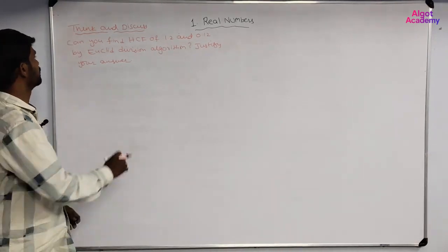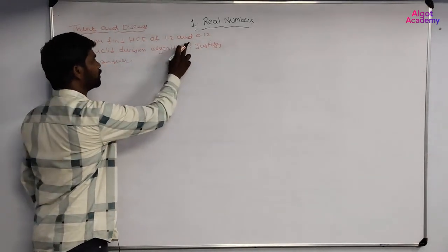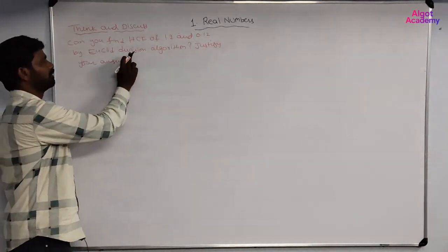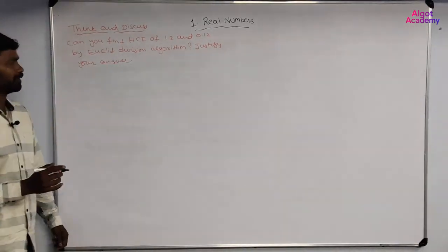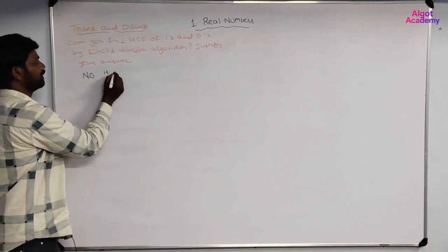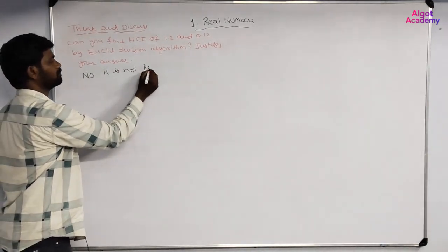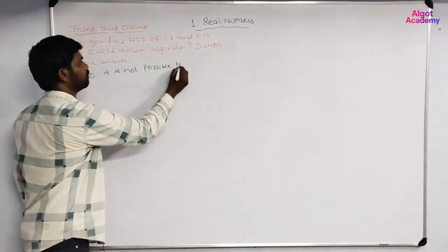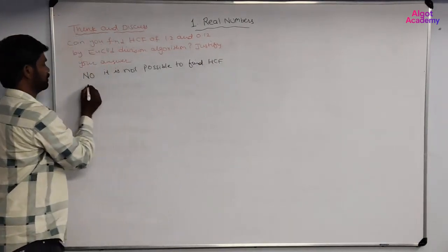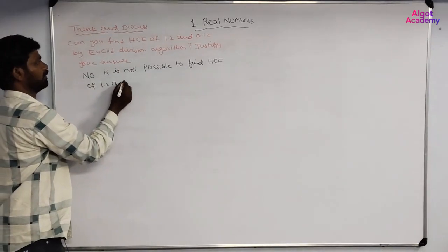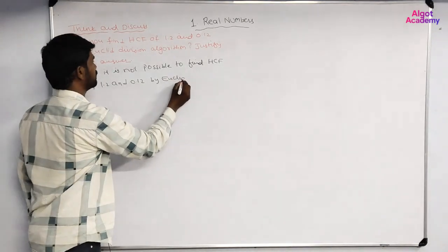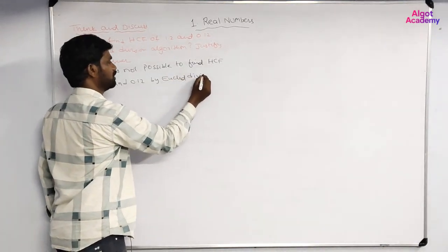Next, think and discuss. Can you find HCF of 1.2 and 0.12 by Euclid division algorithm? Justify your answer. No, it is not possible to find HCF of 1.2 and 0.12 by Euclid's division algorithm.